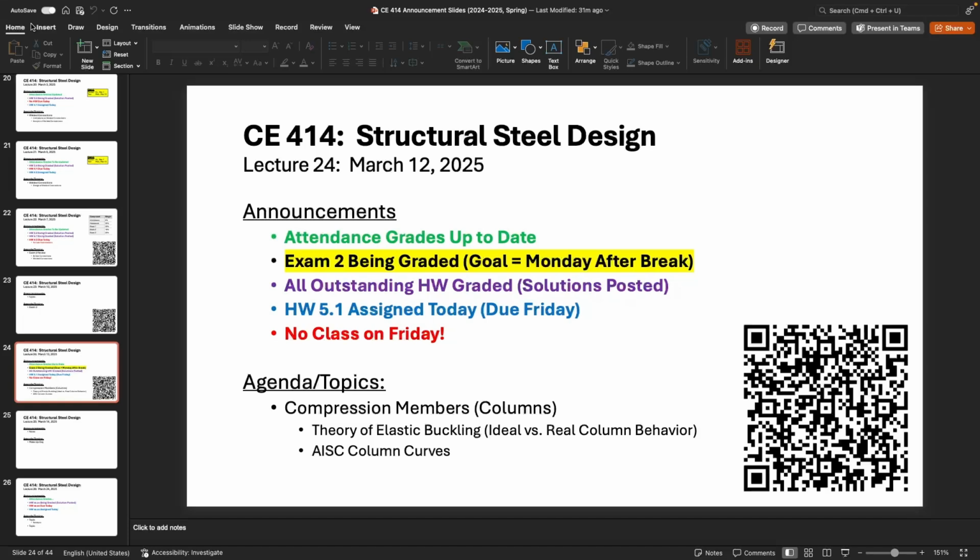On the homework front, you do have a homework that I'm assigning today that is due Friday. It is an Excel-based homework, so you're going to be doing some plotting in Excel. That will become fairly clear after today's lecture as to what it is you're going to do. And again, there's no class on Friday, so you're going to do the homework and turn it in on Friday.